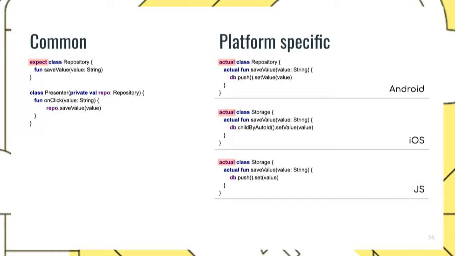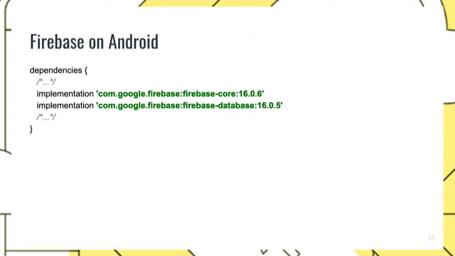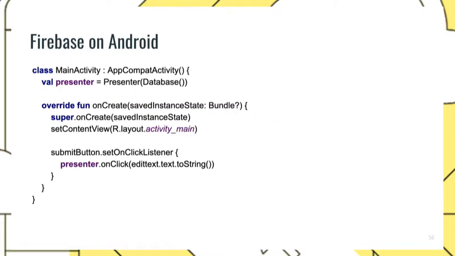As you can see, there is a slightly different API on each platform in order to meet code conventions for each platform. So let's start with Android. It's pretty simple. You just add dependencies in the Gradle file. In your code, you create our presenter with the instance of this database and just call a method on that presenter.